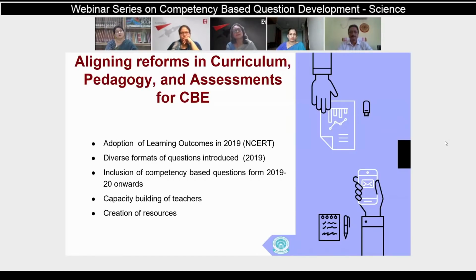During this whole time period, we have created a lot of resources. Some of these resources have been put together in the form of a competency-based education microsite, which is a part of the CBSE academic website. I'll encourage the teachers to go and access various resources there, use those as they are, modify them, and mold them to your situation, to your context.